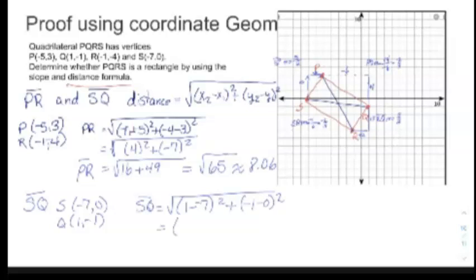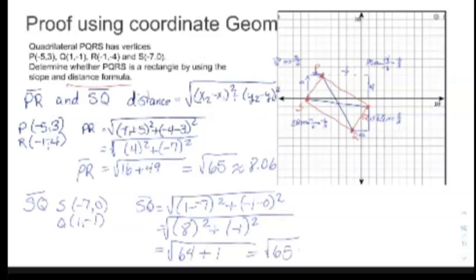All right, so again, a double negative on the 7, so 1 plus 7 is going to give us 8. And -1 plus 0 is, of course, -1. And that's going to give us 64 plus 1, which is the square root of 65, which again is approximately 8.06. So what we have just done is we have proven that our diagonals PR and SQ are congruent. So therefore, this is a rectangle.